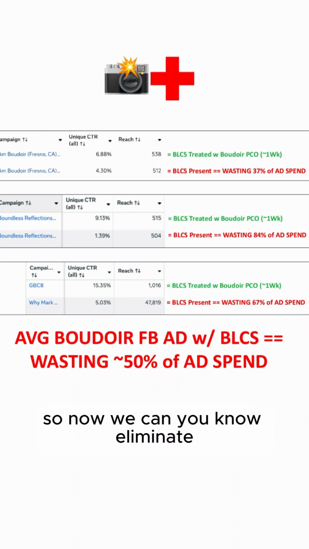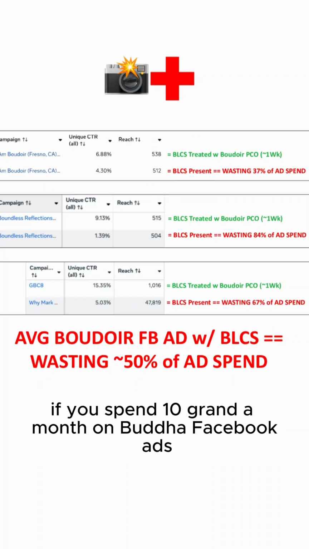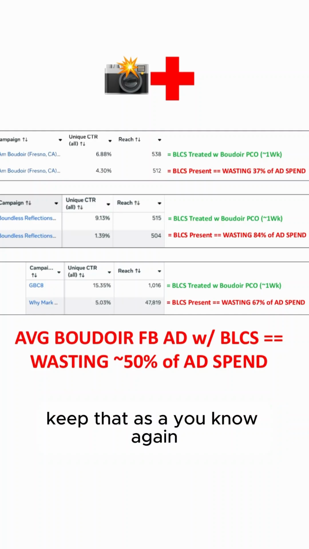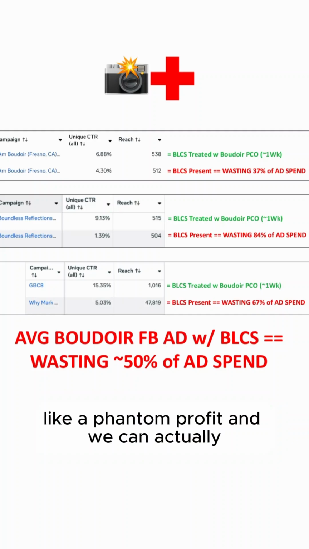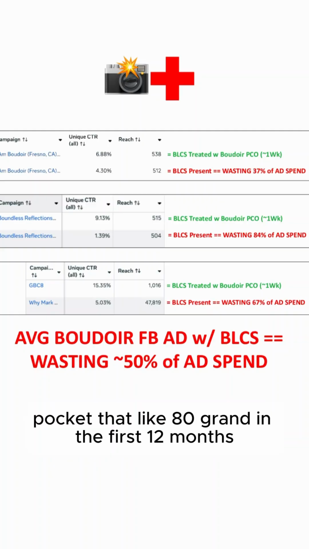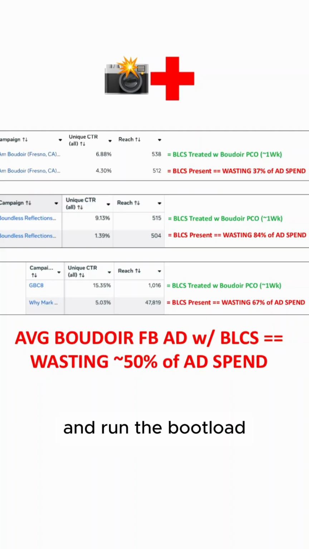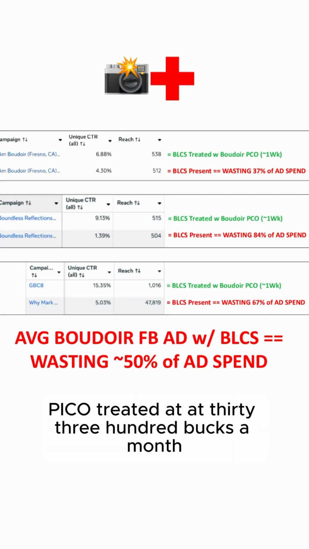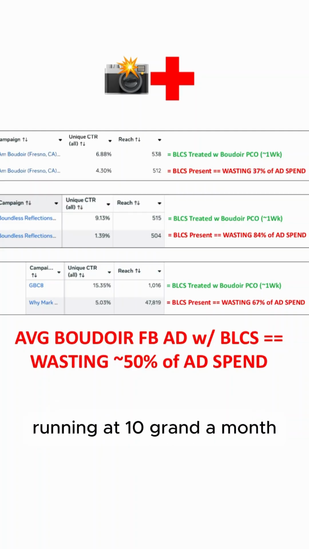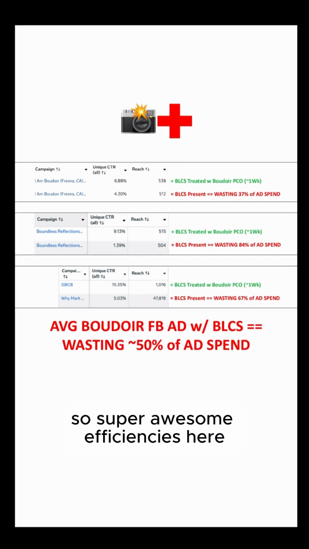So now, if you spend 10 grand a month on Boudoir Facebook ads, we can eliminate $6,700 in wasted ad spend, keep that as, again, phantom profit. And we can actually pocket like 80 grand in the first 12 months and run the Boudoir Pico treated ad at $3,300 a month, get our ad into the same number of women's brains as the original Boudoir Facebook ad running at 10 grand a month. So super awesome efficiencies here.